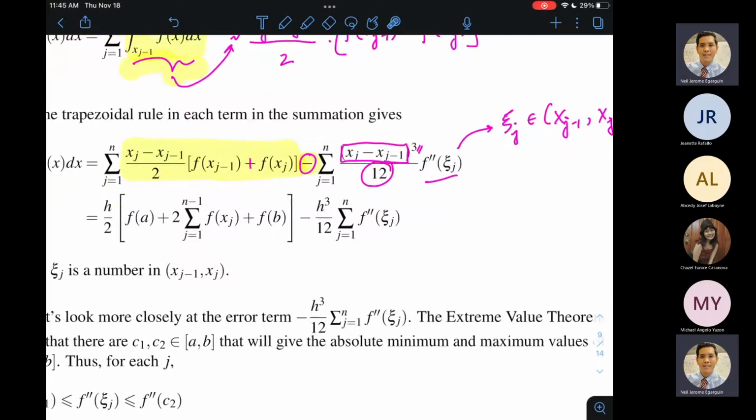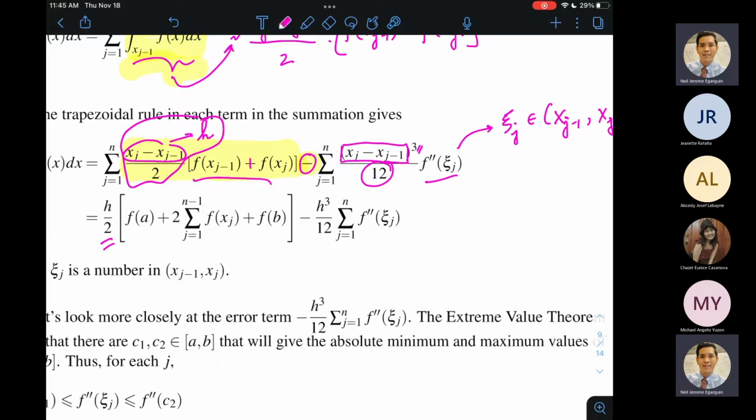Okay? And then what will happen here is what? Okay. So remember x sub j minus x sub j minus 1, ito yung haba ng bawat subinterval. But remember, we assume that they are equally spaced. So yung haba ng bawat subinterval ay uniform. So this is just equal to h. All right? So meron kang constant na h over 2 sa labas ng summation. So we can take that out. Tapos summation na lang ng mga ito. Alright? I-expand nga natin itong summation na to.